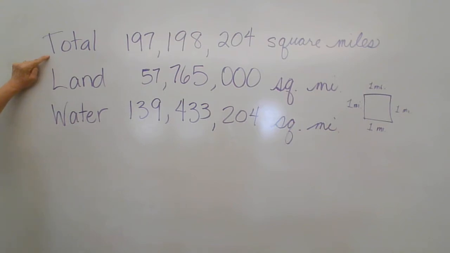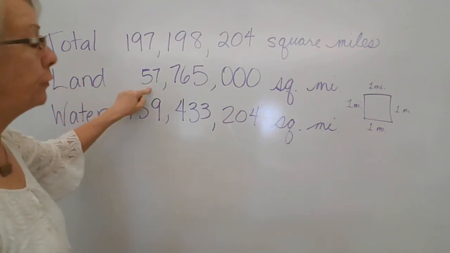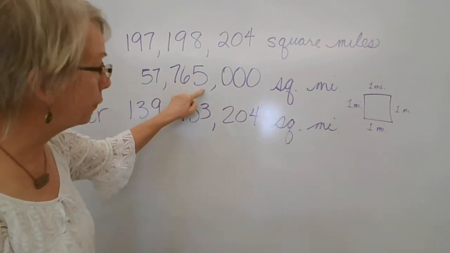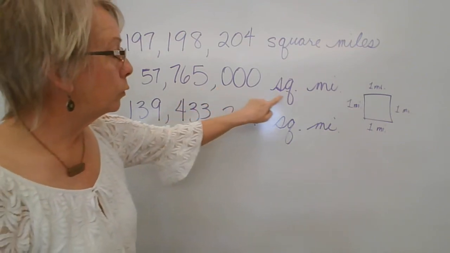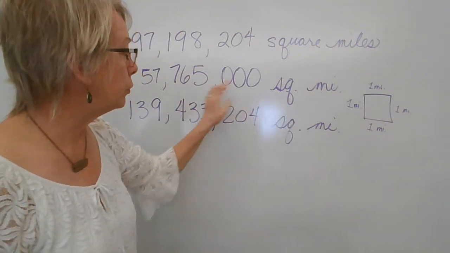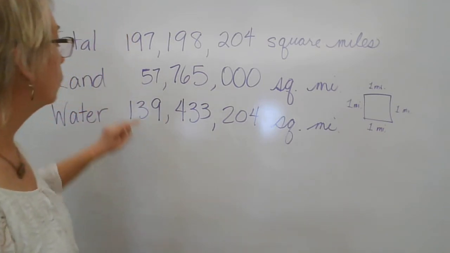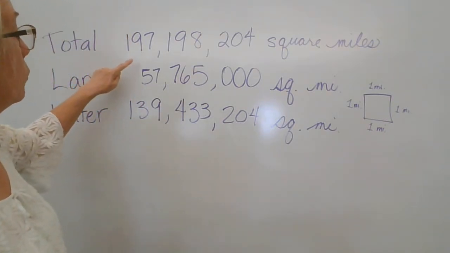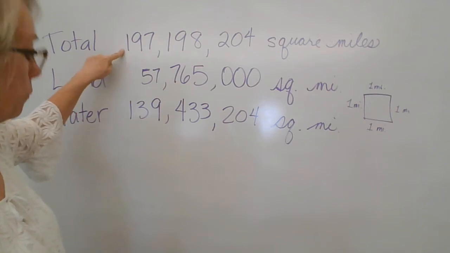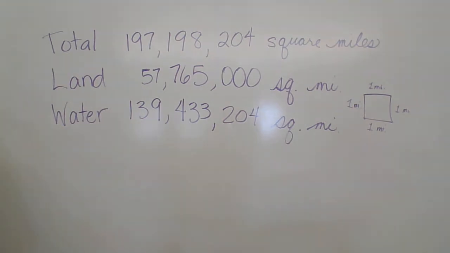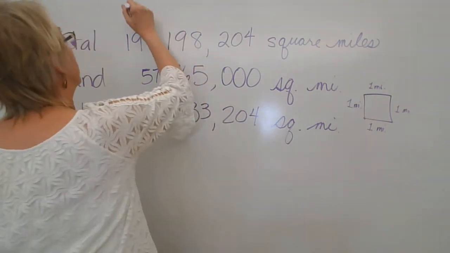The next line asks for what the land covers. The land covers 57,765,000 square miles. So when there's nothing here, then you just stop at 1,000 and say square miles. So if we rounded these up, this would round up to 200. Let me get a color. Hold on. This would round up to 200 million.